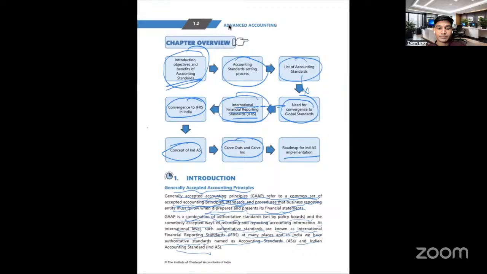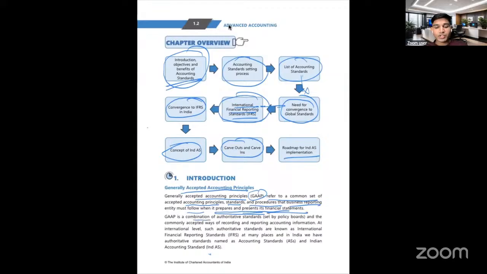Now let's see the introduction. Generally Accepted Accounting Principles, that is GAAP, refer to a common set of accepted accounting principles, standards, and procedures that a business reporting entity must follow when it prepares and presents its financial statements.